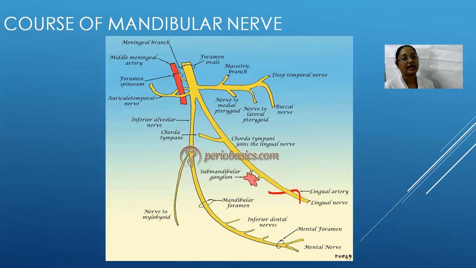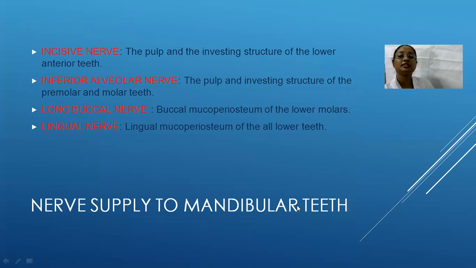Coming to the branches of the mandibular nerve, it has three main divisions. The first one is the branches of the undivided nerve, mainly the nerve to medial pterygoid and the nerve to spinosum. The second division is the branches of the anterior division, where there is the nerve to lateral pterygoid, buccal nerve, deep temporal nerve, and masseteric nerve. Then coming to the posterior division, there will be the inferior alveolar nerve, the auriculotemporal nerve, the lingual nerve, the mental nerve, etc.